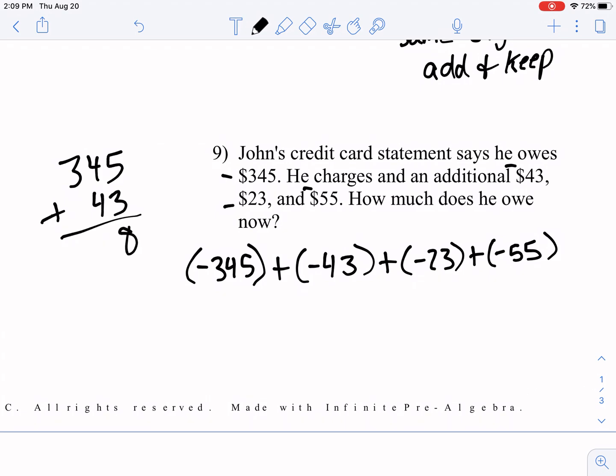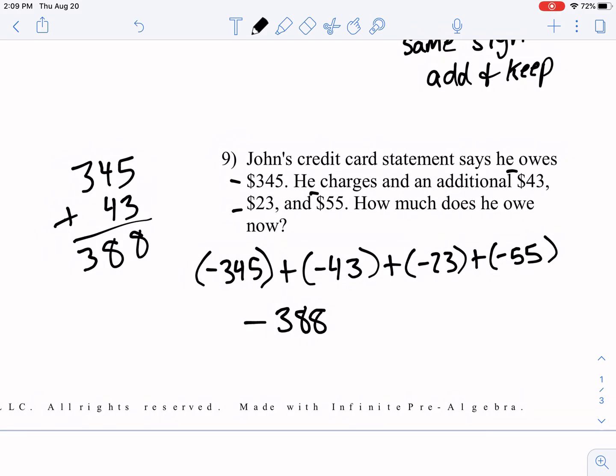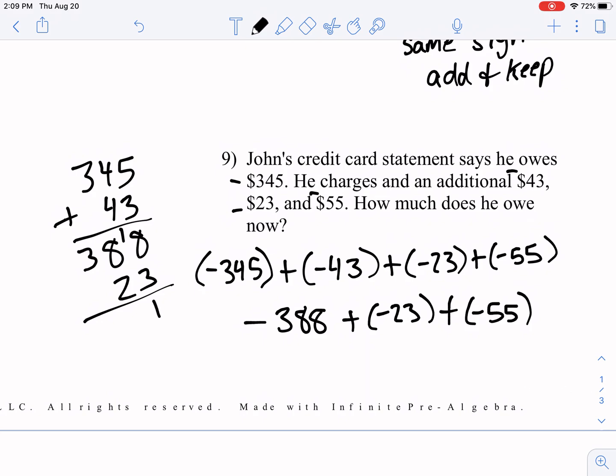5 plus 3 is 8, 4 plus 4 is 8, and 3. So from the first two values here, we get 388, but again, same sign, add and keep the sign, so it's a negative 388, plus a negative 23, plus a negative 55. So let's add a negative 23 to our total. 3 plus 8 is 11, 1 plus 8 is 9, 9 plus 2 is 11, 1 plus 3 is 4. Okay, so then we get a value of 411, but keep the negative sign, plus a negative 55.